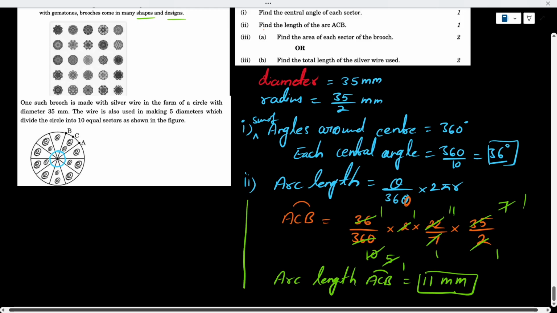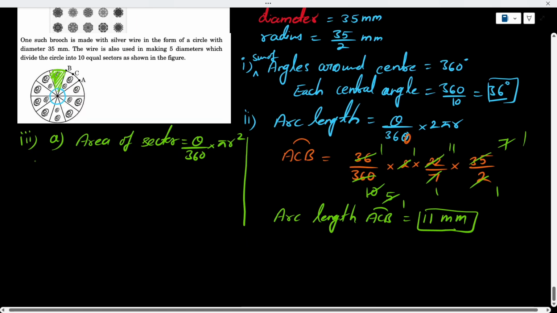Now what is the third part? Find the area of each sector, because all these sectors are identical. So how do we find the area of each sector? For the third part, if I take part A, because there's an internal choice, you can write area of sector. First formula: area of sector equals theta by 360 times pi r square, because you are taking a part of the area of the circle, that's why we use pi r square.